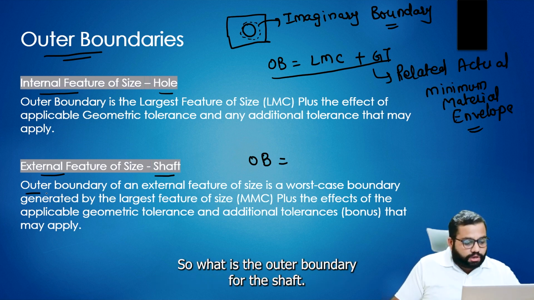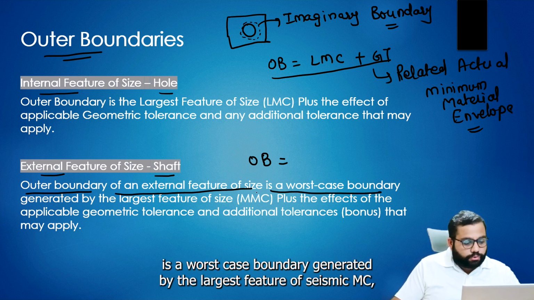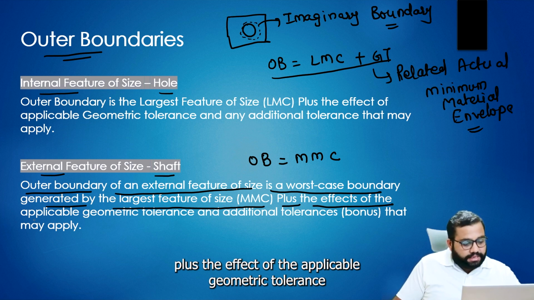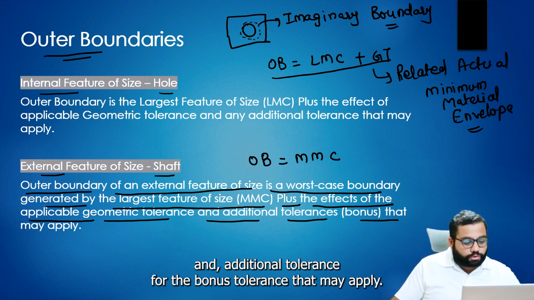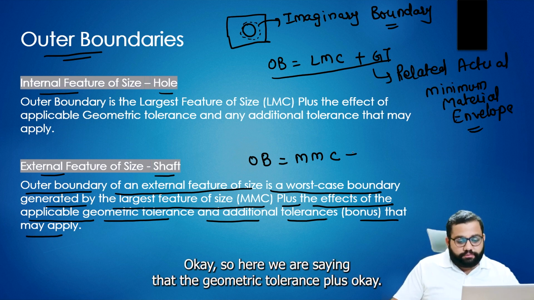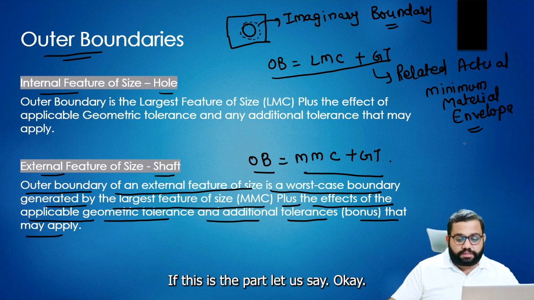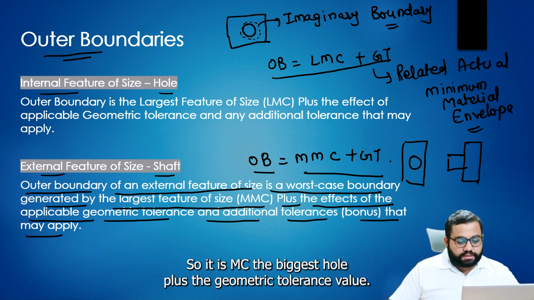So what is the outer boundary for the shaft? The outer boundary of an external feature of size is a worst case boundary generated by the largest feature of size, MMC, plus the effect of the applicable geometric tolerance and additional tolerance or bonus tolerance that may apply. So here we are saying the geometric tolerance is added. If this is the part and we are talking about the outer boundary, it is MMC plus the geometric tolerance value.